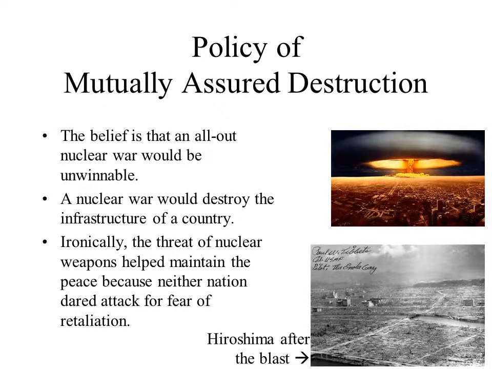We enter the policy of mutually assured destruction. This is the belief that an all-out nuclear war would be unwinnable. A nuclear war would destroy the infrastructure of a country. And just to give you the context, this is Hiroshima after the blast. It's literally leveled. Ironically, the threat of nuclear weapons helped maintain the peace because neither nation dared attack for fear of retaliation. It was truly this belief that if we sent a bomb to Moscow, they would send a bomb to Washington, D.C. and essentially destroy the capital.